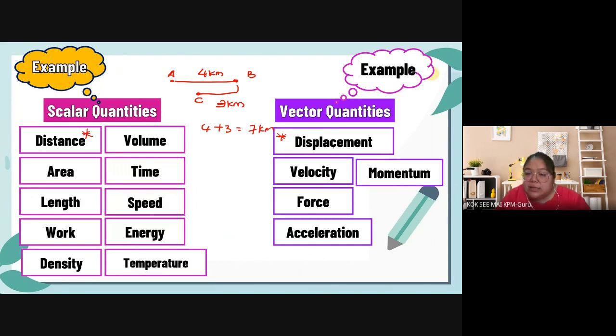Okay, if they ask, what's the displacement? Displacement, you must know positive and negative. I go to right hand side, I take positive. I go to left hand side, I take negative. So displacement is 4 minus 3, so there's 1 km. So I also can say displacement is a shortcut from the starting point to ending point.